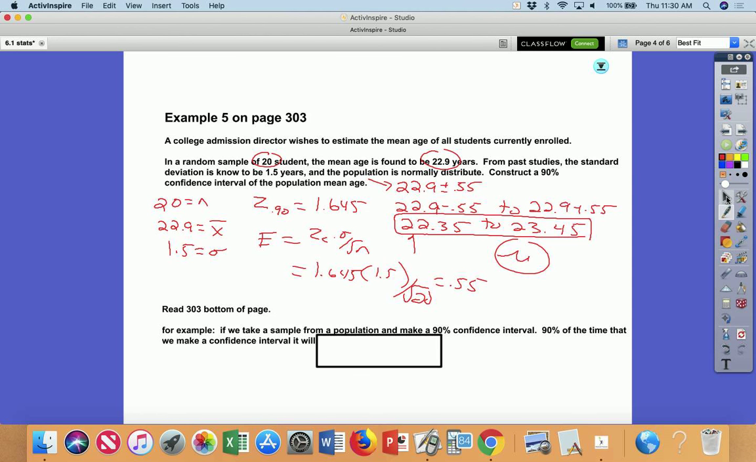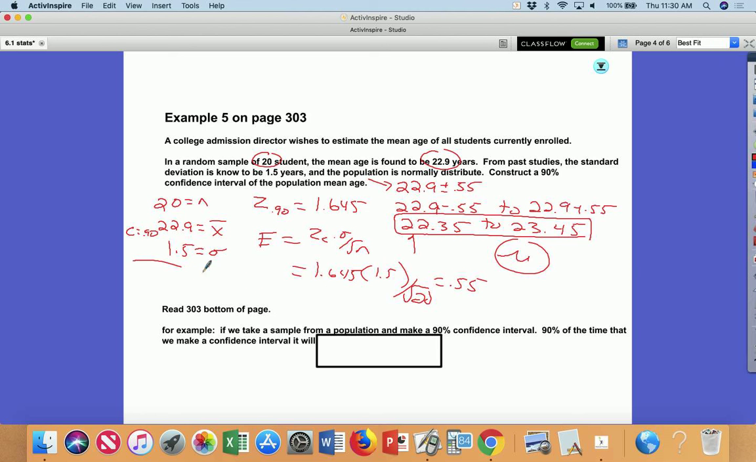Okay. Here's what I want you to do. I want you to calculate, this is the 90% confidence interval, I'd like you guys to calculate the 95.